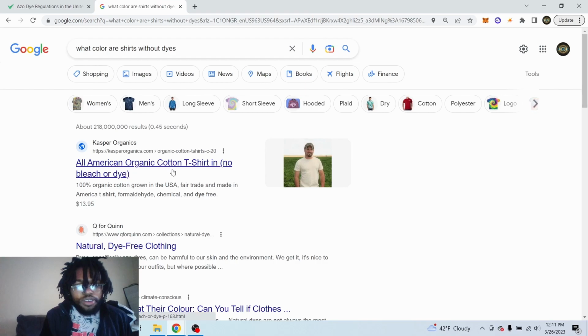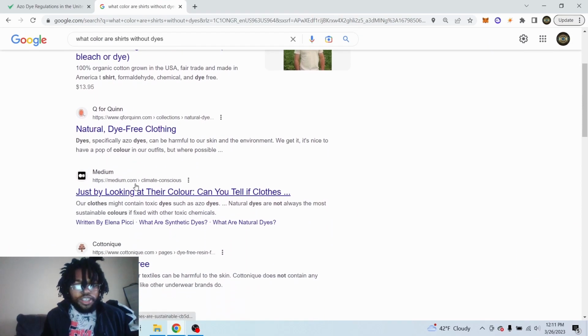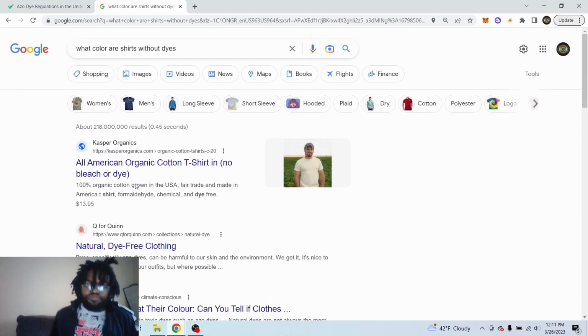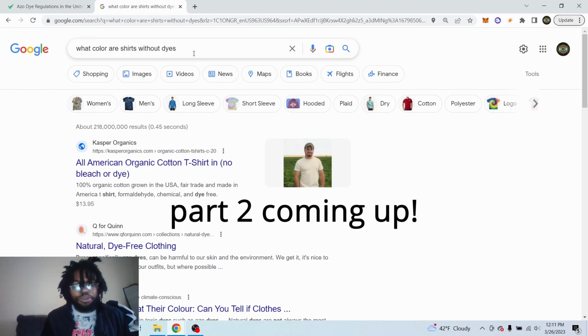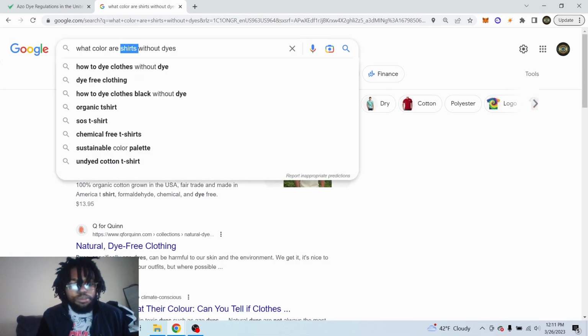All American organic cotton t-shirts, no bleach or dye. Definitely white. And wow, that's crazy. That's obvious. So that's good. But if you wanna get the shirts, I'm not gonna lie, maybe you gotta go rich people's style and just wear one boring shirt all day, all night. Not one, but one type with many different types.